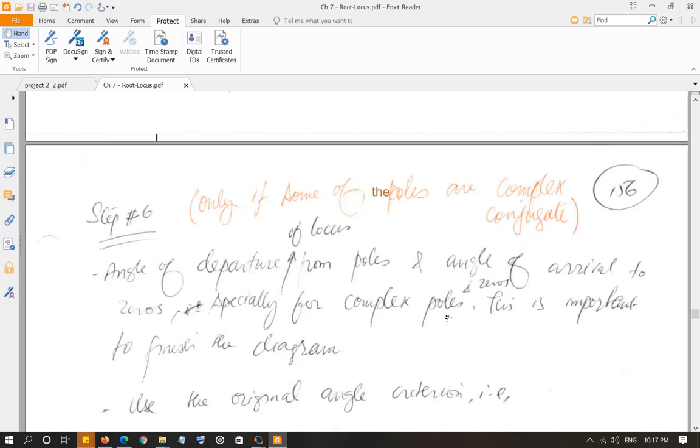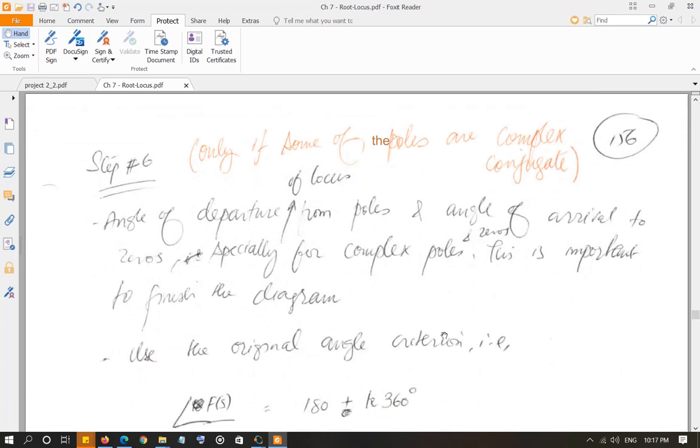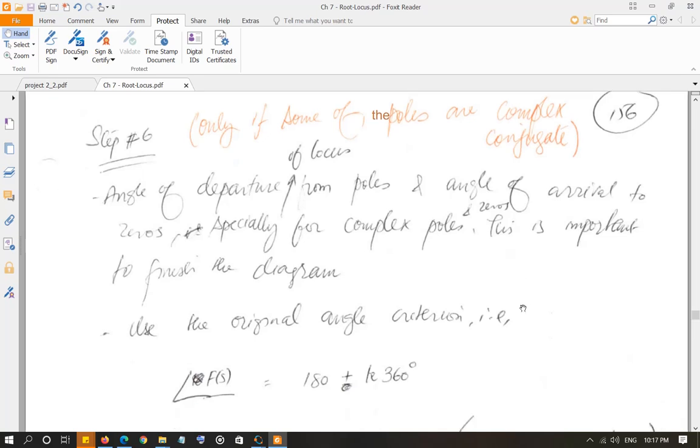Okay, step number 6 of plotting the root locus. This step you are only going to use if you have some poles that are complex conjugate. If you don't have any pole that is complex conjugate, you don't have to use this step. So only if you have poles that are complex conjugate. And for those poles, we need to figure out what will be the angle of departure of the root locus from those poles. Remember, we are using angle of departure.